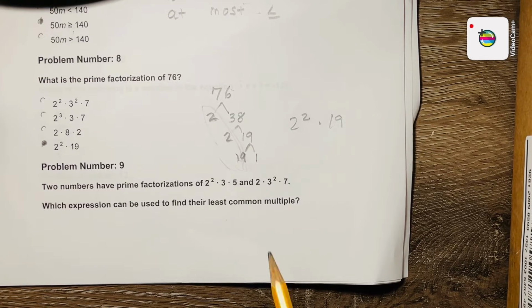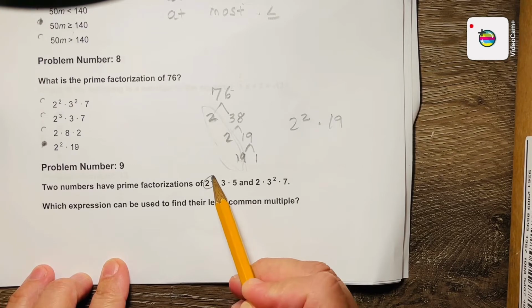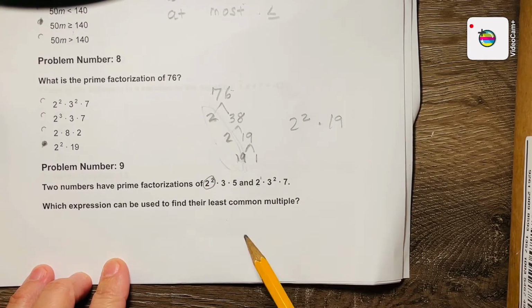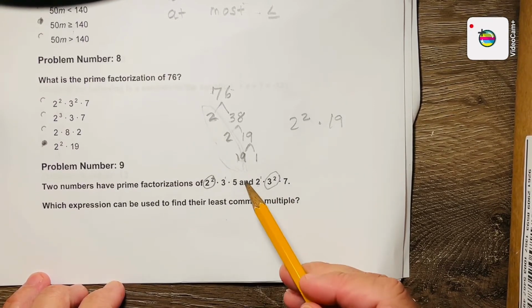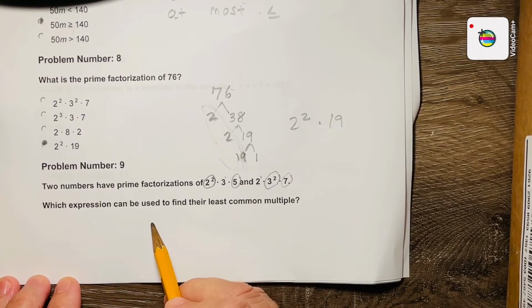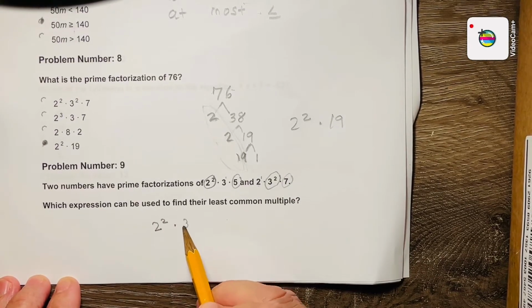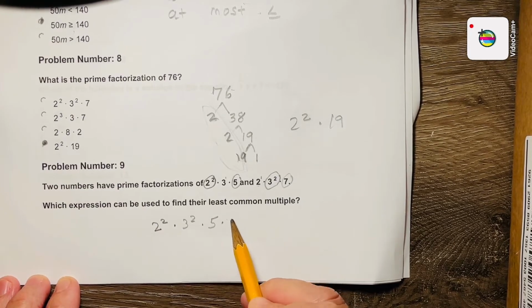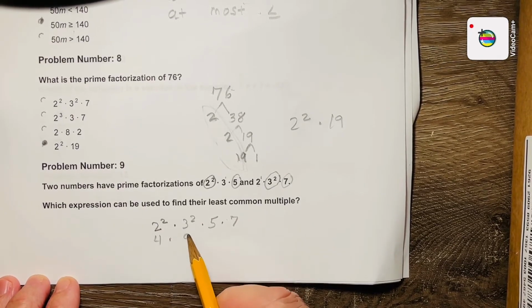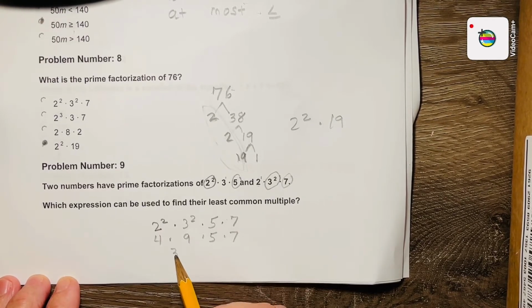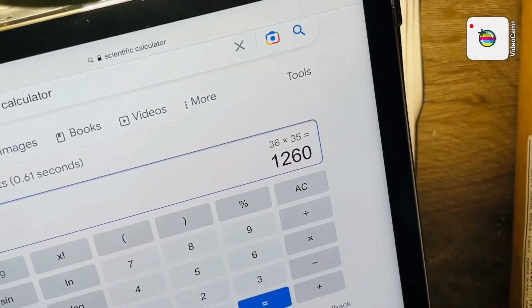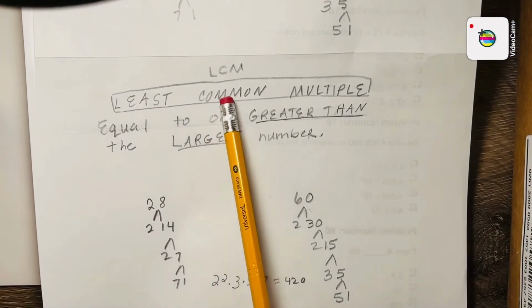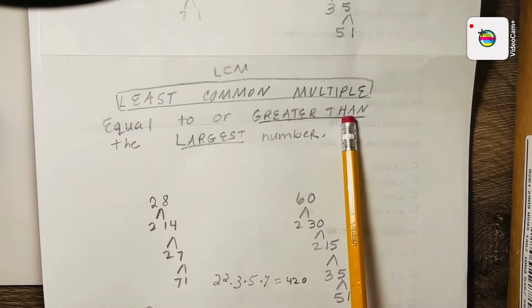Okay, so between these two, this one has the greatest of the factor 2, because this is only 2 with a 1. And this one has the greatest of the factor 3, because it has a 2 and this one only has a 1. Then you have your 5 and you have your 7. So what you have is 2 squared times 3 squared times 5 times 7, which is 4 times 9 times 5 times 7, which is 36 times 35, which is 1,260.